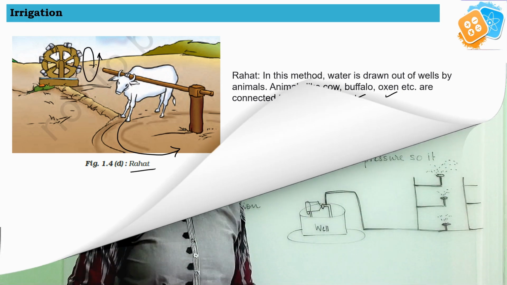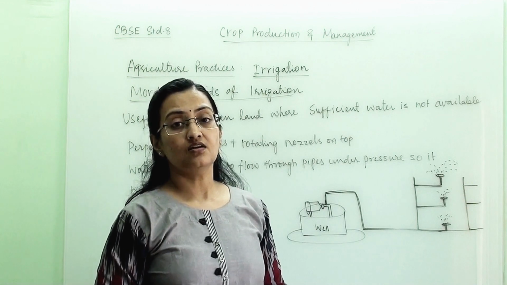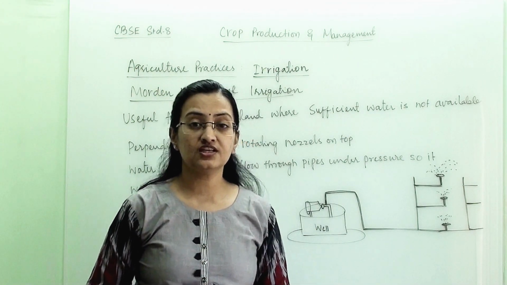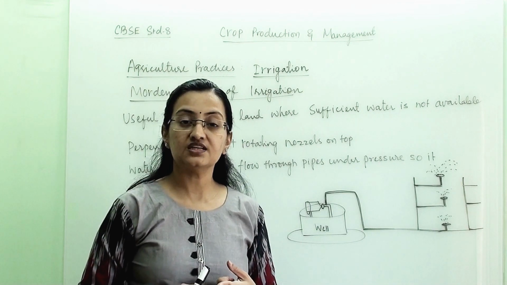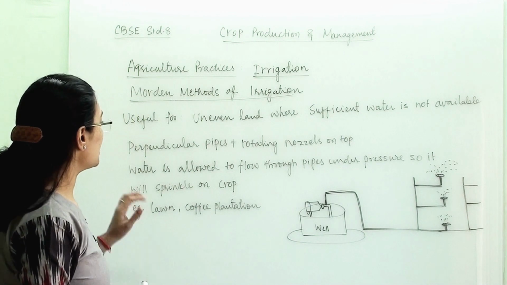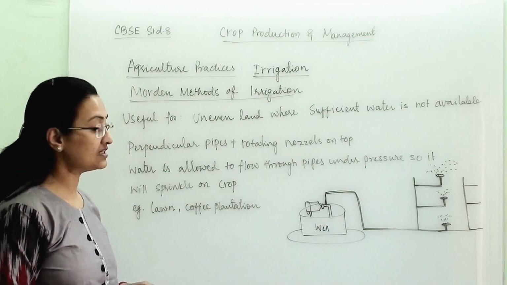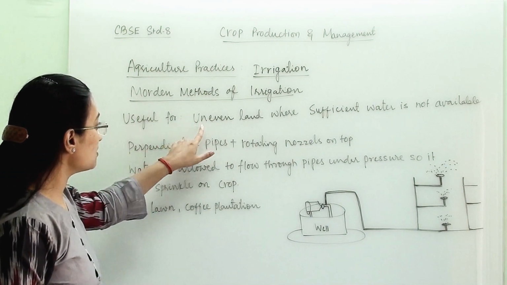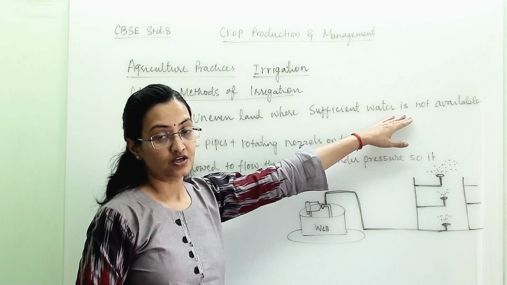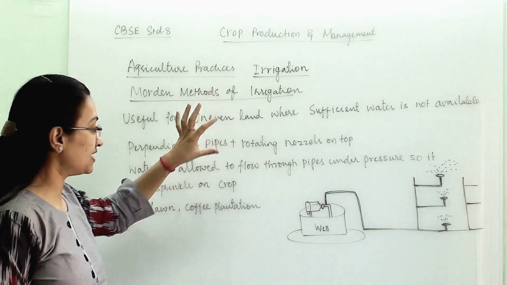Under irrigation, now let us learn about modern methods of irrigation. Under modern methods of irrigation, there are two types of system. The first one is the sprinkler system and the second one is drip irrigation. So here we are going to understand the sprinkler system. It is used for uneven land where sufficient water is not available. So for those kinds of land it is very useful.